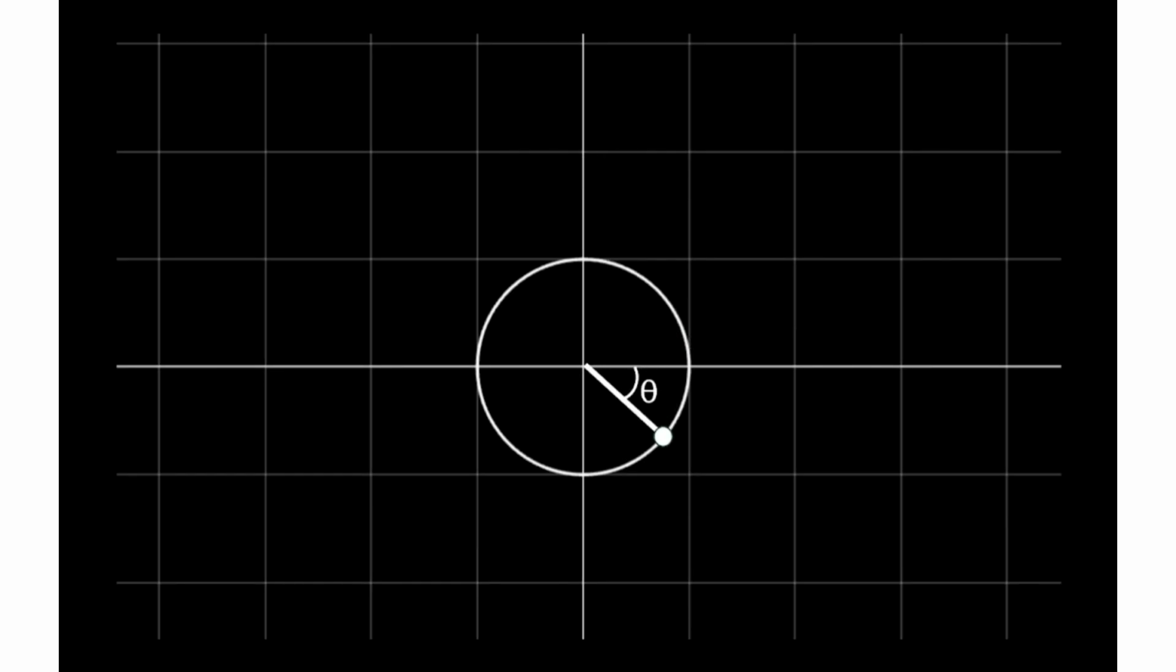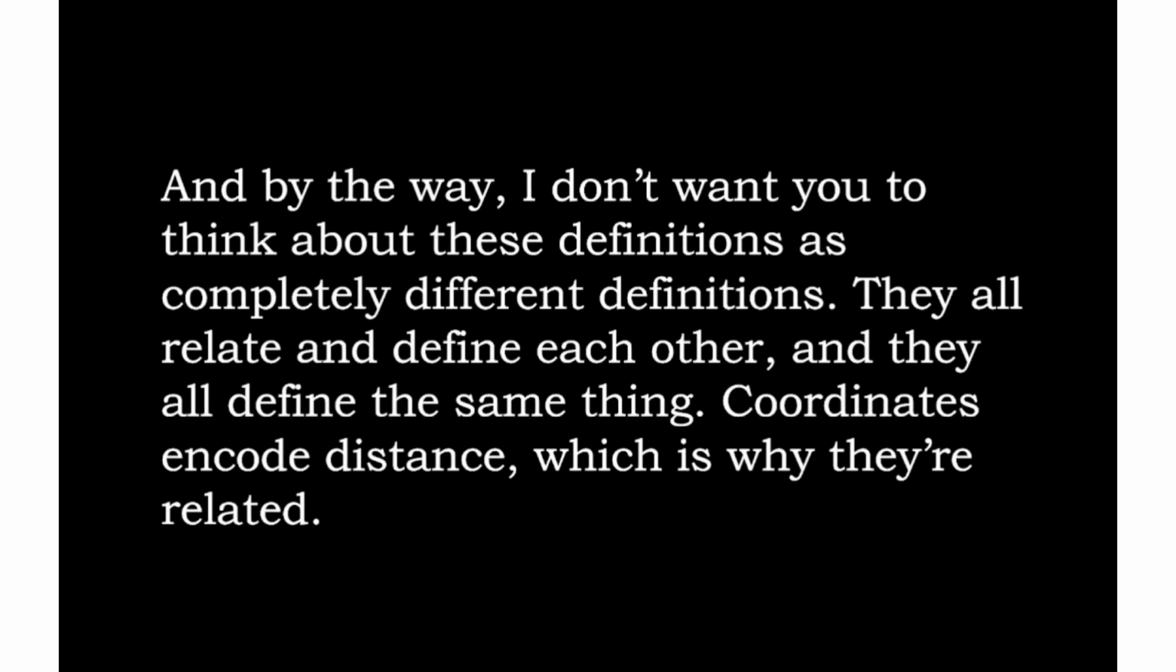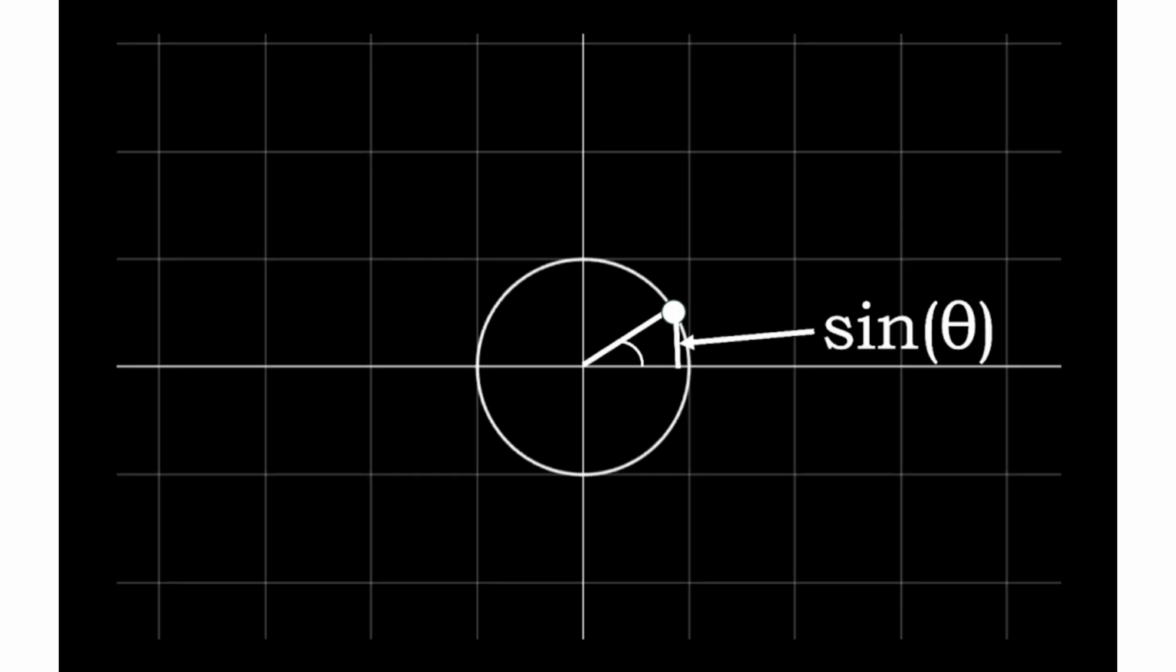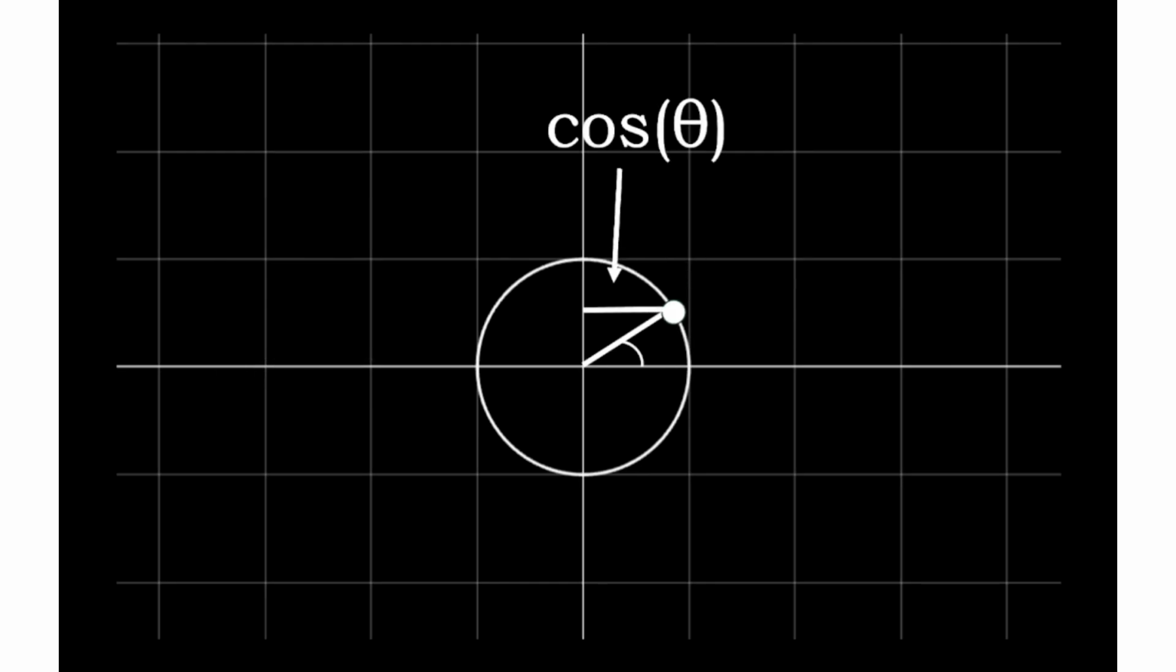It's also worth noting that if the angle on the unit circle is below the x-axis, then the sine will be negative. This description means the same thing as the previous one, as coordinates encode distance. And by the way, I don't want you to think about these definitions as completely different definitions. They all relate and define each other, and they all define the same thing. Coordinates encode distance, which is why they're related. With this considered, I want you to think about the sine function as relating angle to height, and the cosine function as relating angle to width.